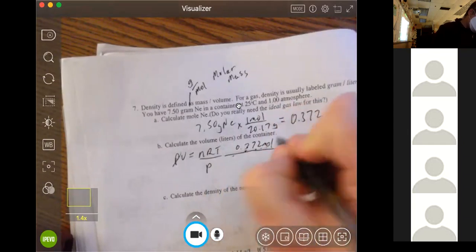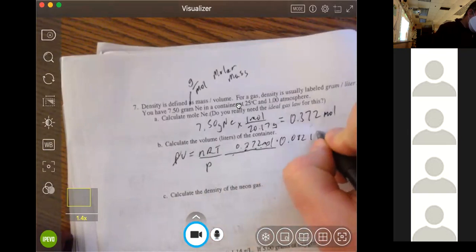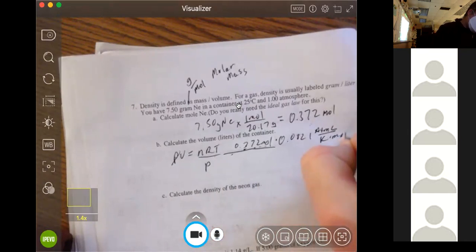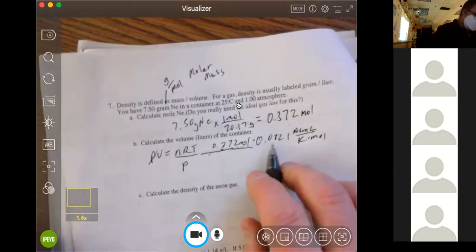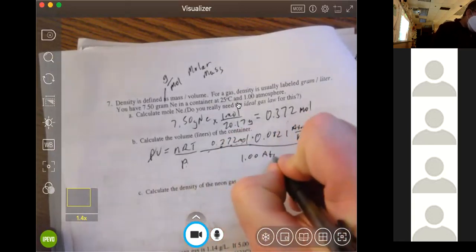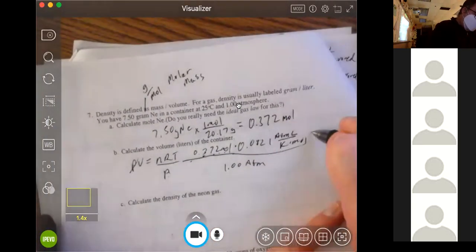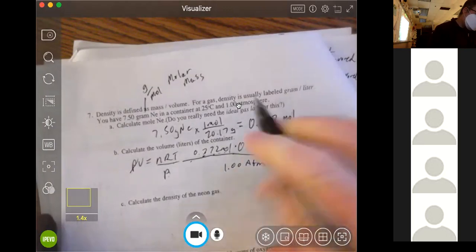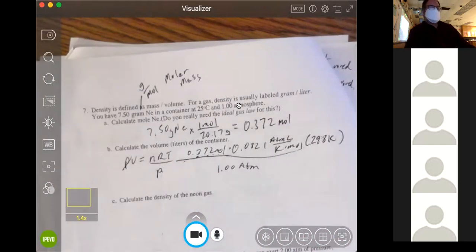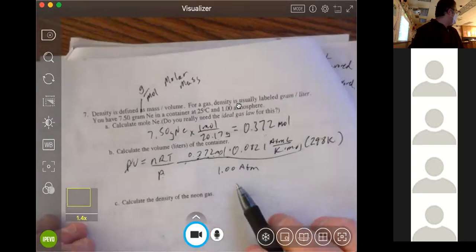0.372 moles. R is 0.0821 atmosphere liters per Kelvin mole. I'm using this one because my pressure P is 1 atmosphere, so that's going to go on the bottom. And my Kelvins are 298, which is 273 plus 25. So we get 0.372 times 0.0821 times 298 divided by 1.